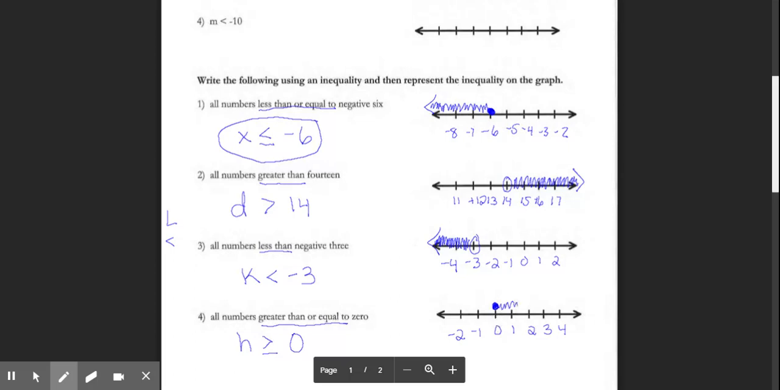Shade all the positives all the way to the right. Keep going till you hit the end. And then put an arrow because that goes on forever. And there you have it. There's your basic reading, writing, and graphing inequalities.